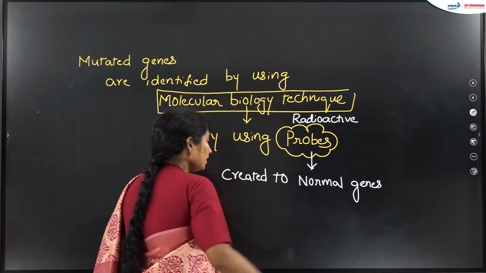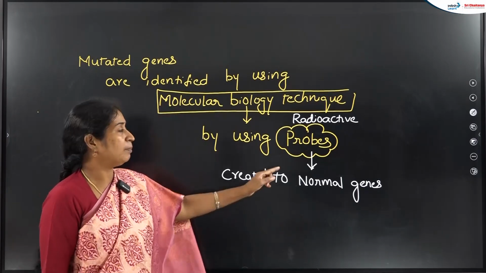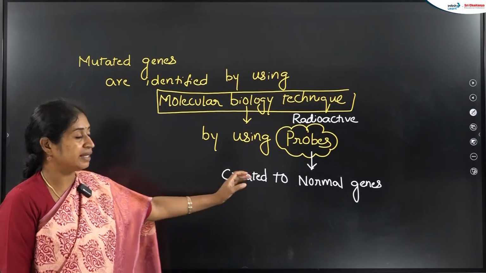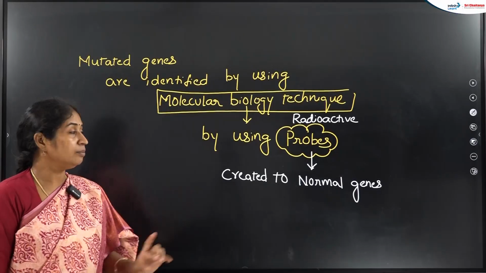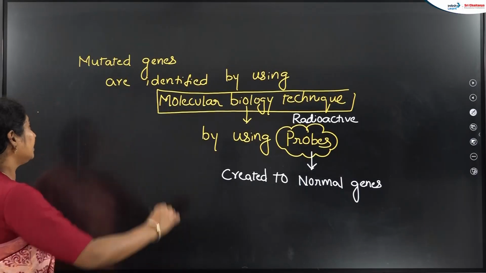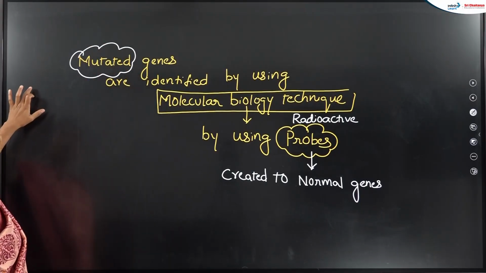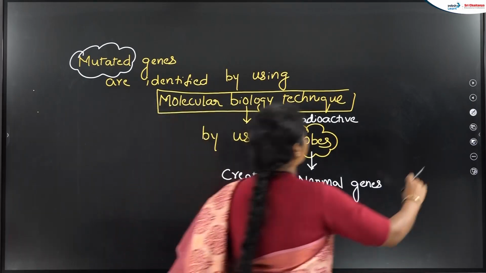When these probes get aligned to the genes, you will get a band. When a person gets a band, it means he is normal. When he doesn't get any band in the electrophoresis followed by autoradiography, it means the person has cancer or his family has mutated genes. So these are the techniques commonly used for detection.